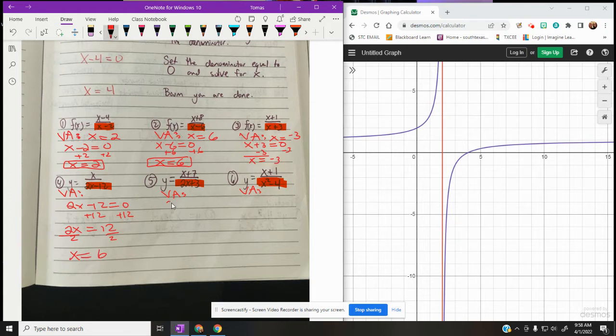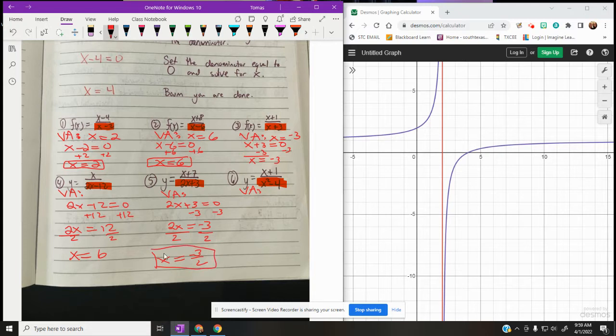This one right here, we're going to have the same kind of concept, right? We bring the 3 over. We get 2x equals negative 3. Divide by 2. Divide by 2. X equals negative 3 over 2. So that's our vertical asymptote, right? So I'm not going to rewrite it up here, but this is our vertical asymptote.